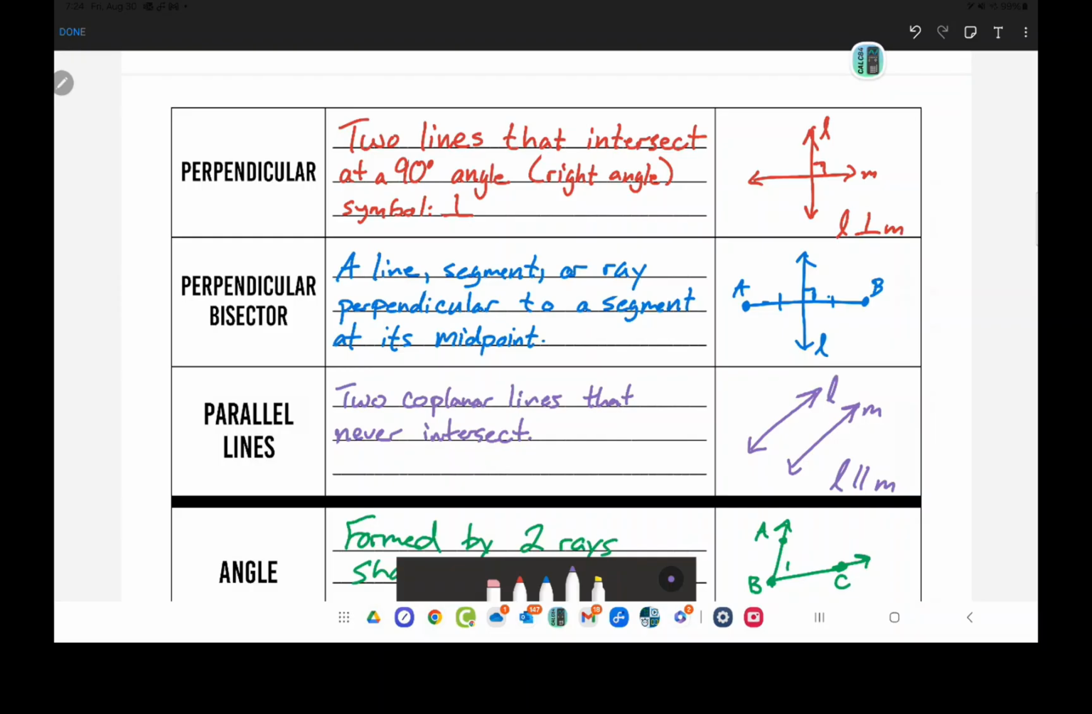So our symbol for parallel is a parallel. Usually you want to make that a little taller than what you're writing. Okay. Usually.